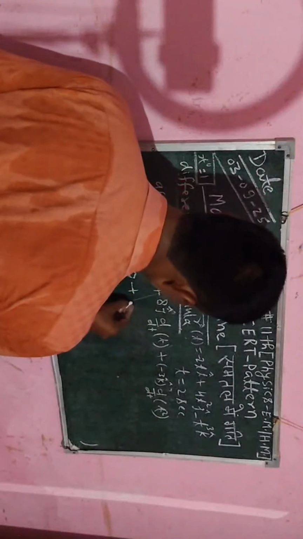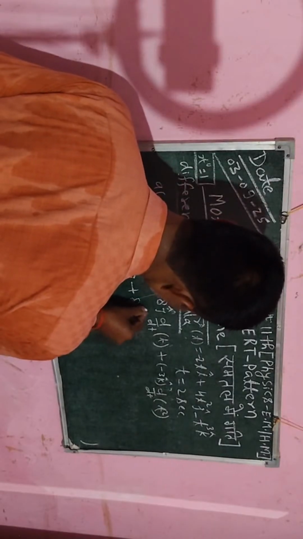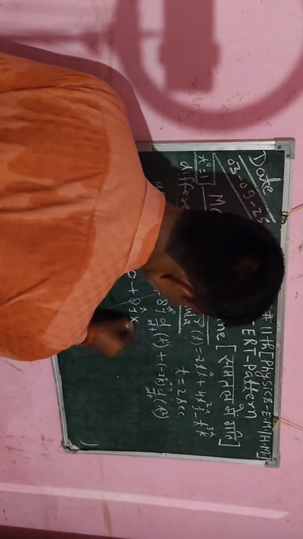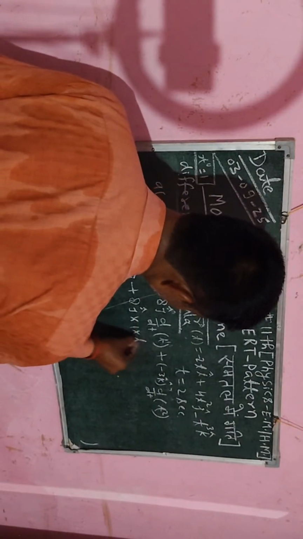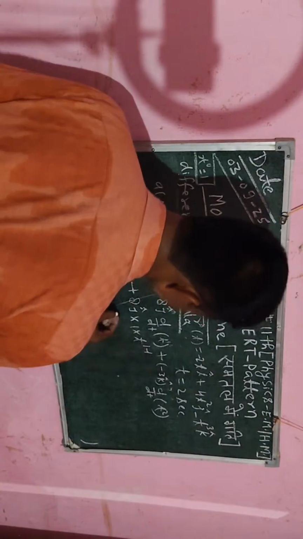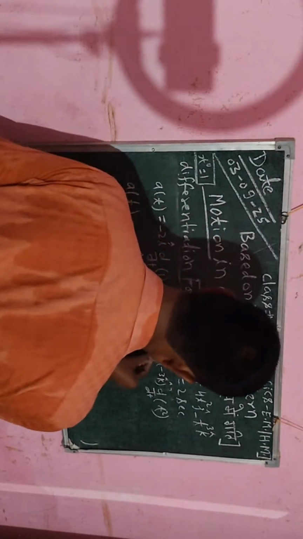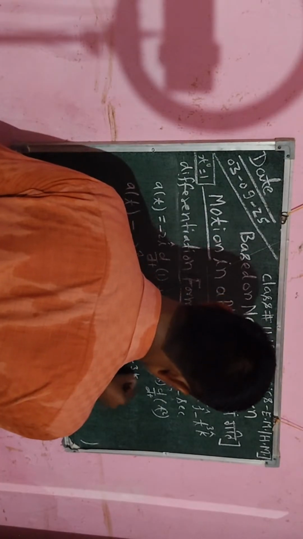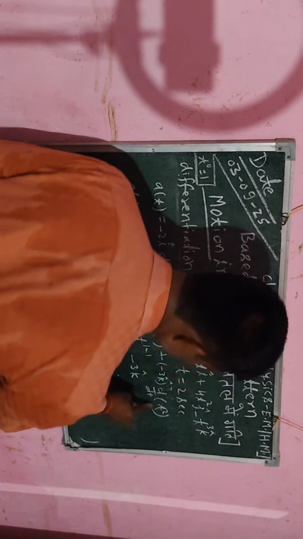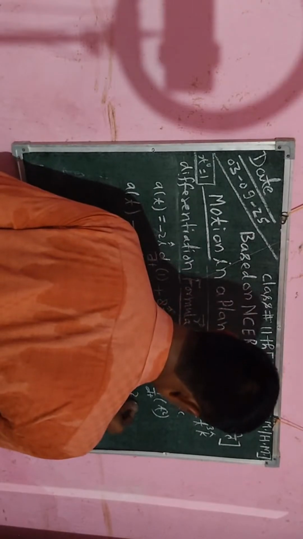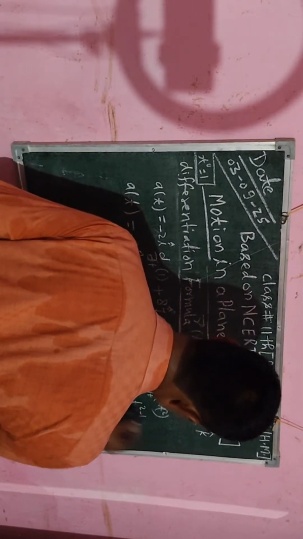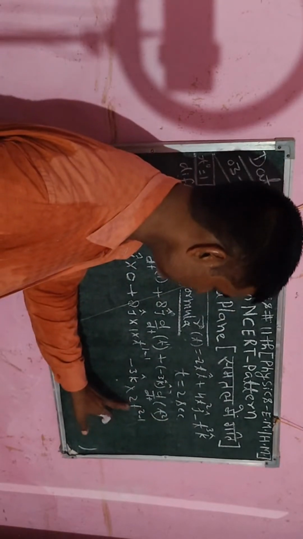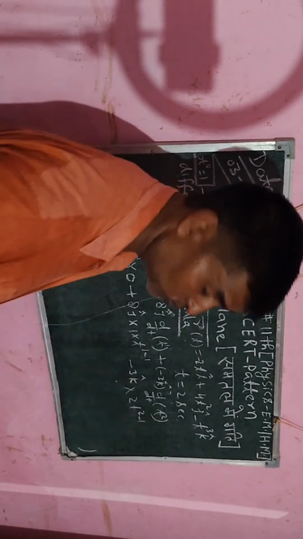Now here I will write 8 vector j cap into t to the power 1, so this differentiation will be 1 into t to the power 1 minus 1. Now similarly I will write minus vector k cap, and the differentiation of t square will be 2 into t to the power 2 minus 1. Okay, because 2 will come before, and t to the power 2 minus 1 will be there.